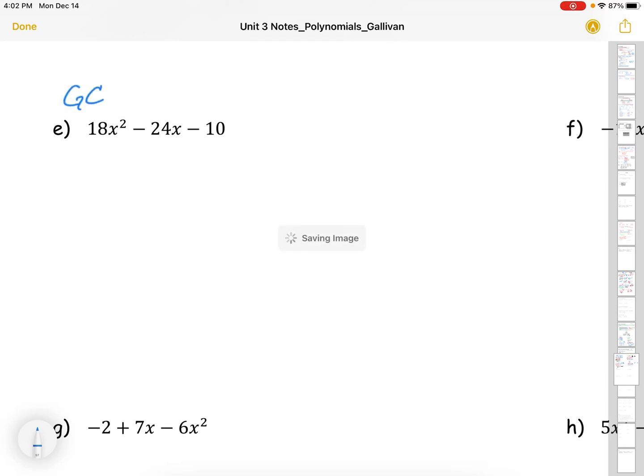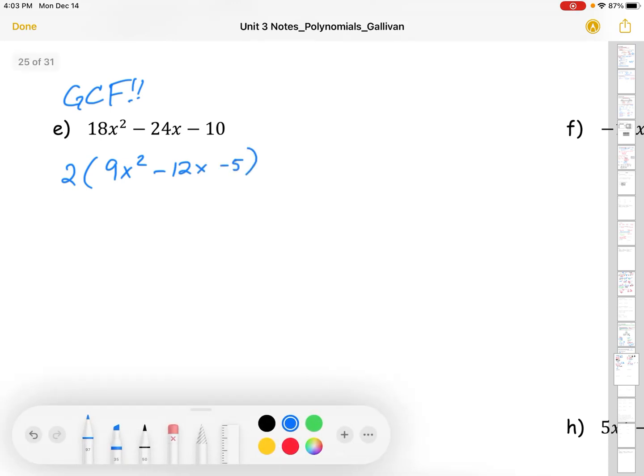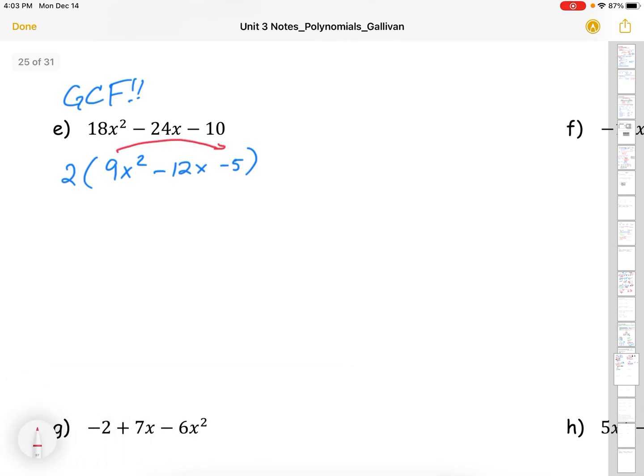I can tell right away that there is a GCF. I can factor out a 2 from each thing, and I'll get 9x squared minus 12x minus 5. Now I'm going to multiply my first and last term to get my product. 9 times negative 5 is negative 45. And my sum would be negative 12.